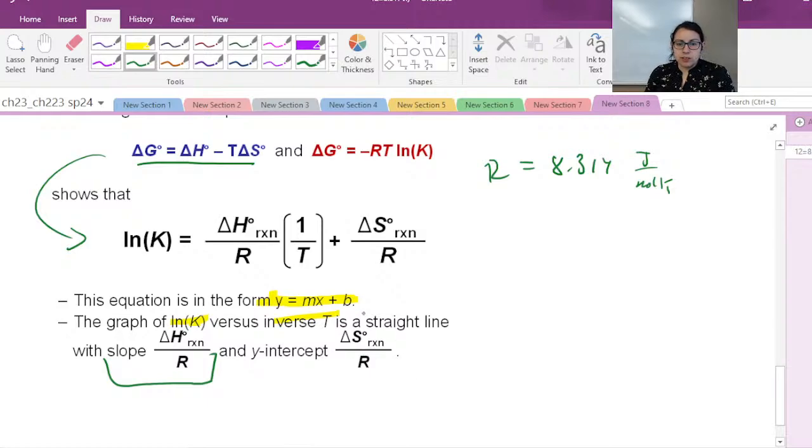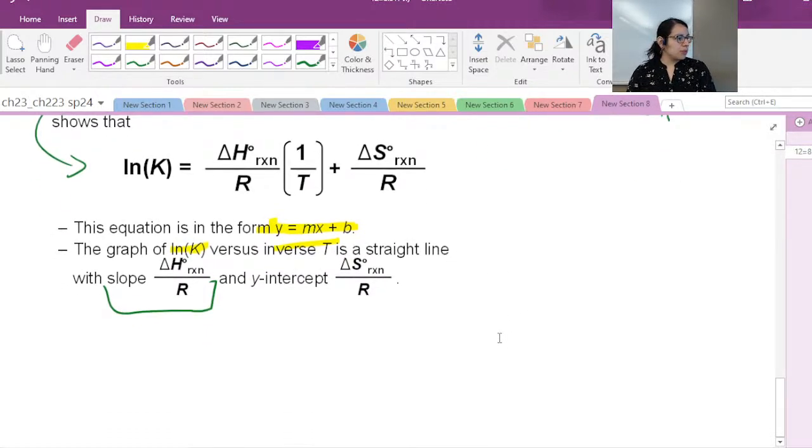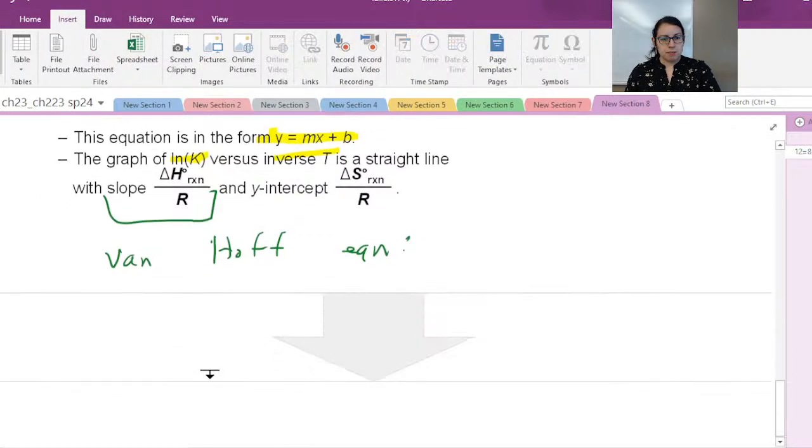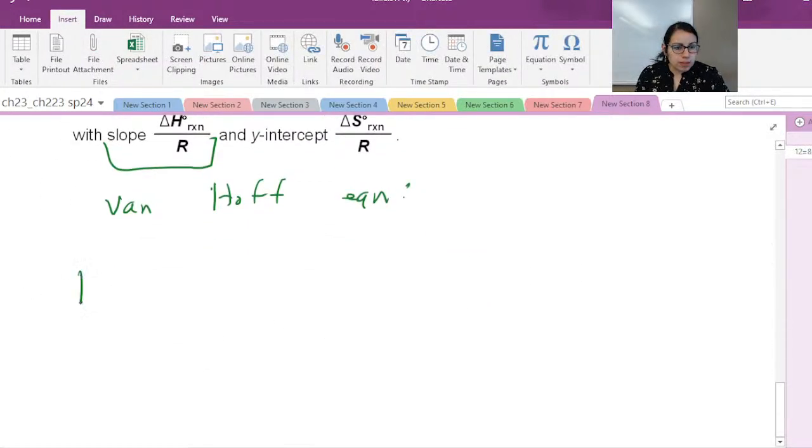And then your y-intercept ends up just being your entropy over R. So that can be convenient, again, given the right situation. And so this also leads us to other forms. These are all just different forms of this. So then you have your Van't Hoff equation. Maybe you did this in another lab. And so this is how you got your relationship.